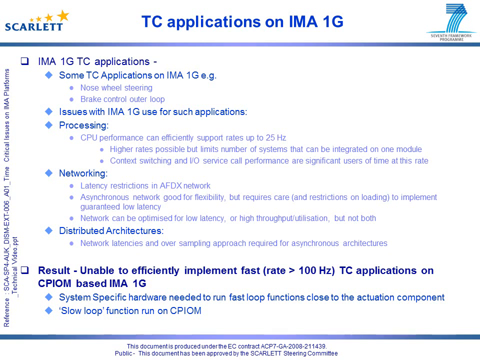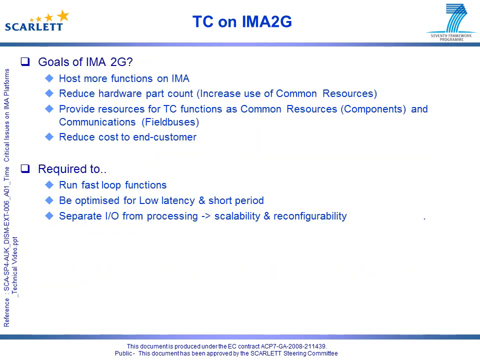All time-critical functions were implemented using I/O directly on CPIOM or dedicated resources with dedicated communications field bus. In addition to being in conflict with the IMA2G goals of separation of processing and I/O, this resulted in a high part number count and multiple types of field bus, A429, CAN, etc., often with multiple instances.